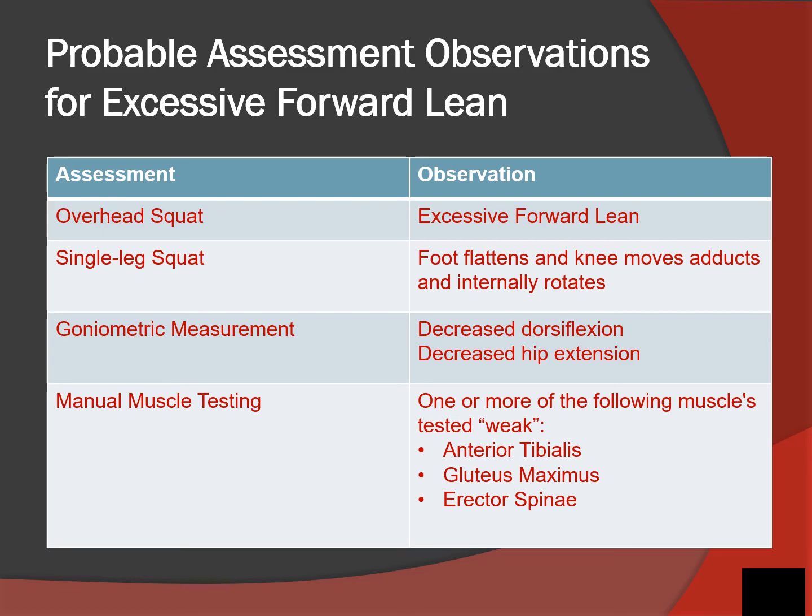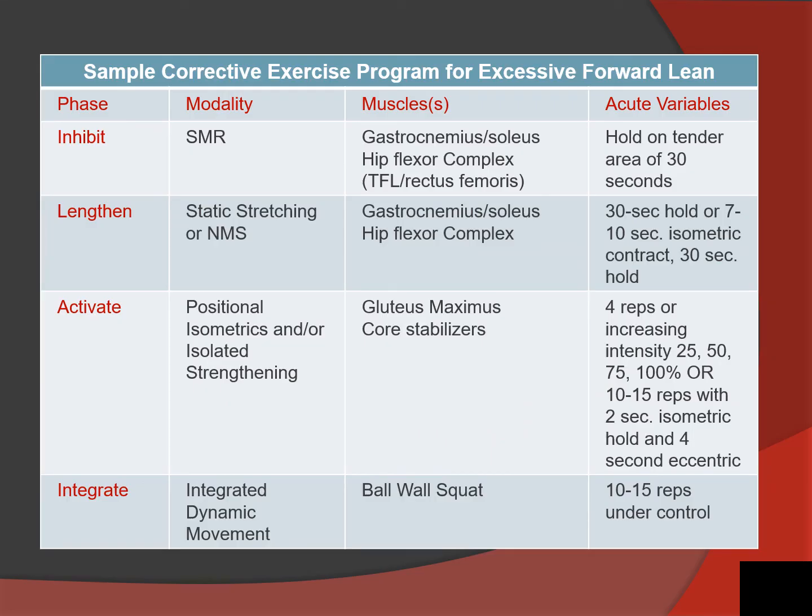So this is a sample corrective exercise program for that excessive forward lean. As you see from the beginning, when I looked at how do you put this all together, the different phases, we're going to inhibit, lengthen, activate, and integrate. These are different ways that you can do that through modalities, muscles, and variables. So I would invite you to take an opportunity to look at this further as time is starting to run out.